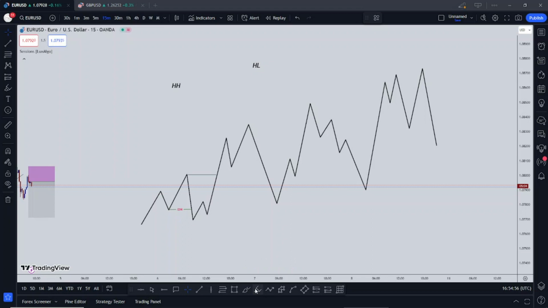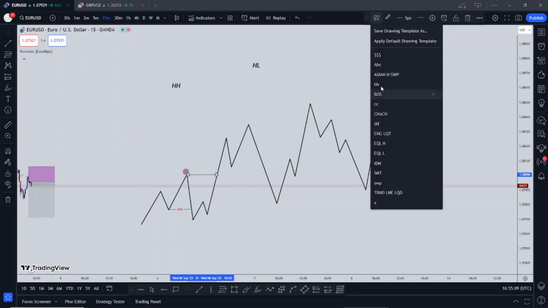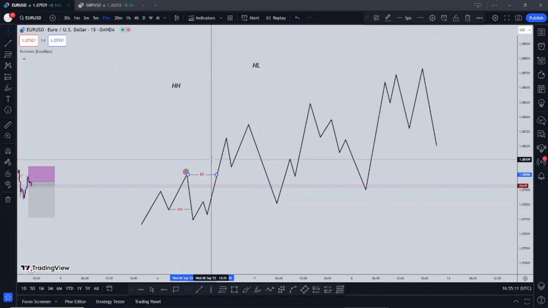Because the price has come to take this internal low here, it has confirmed this place as a higher high. That means anytime this higher high is taken, we have a break of market structure, which I call BOS. If you see BOS on my chart, it means break of structure or break of market structure.